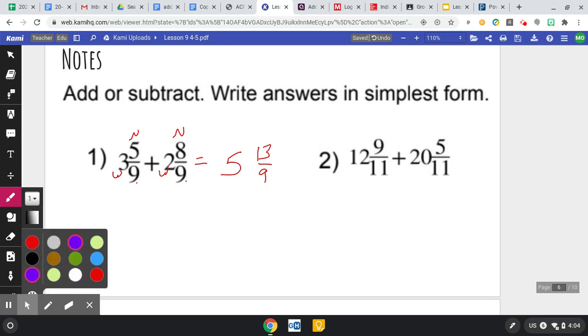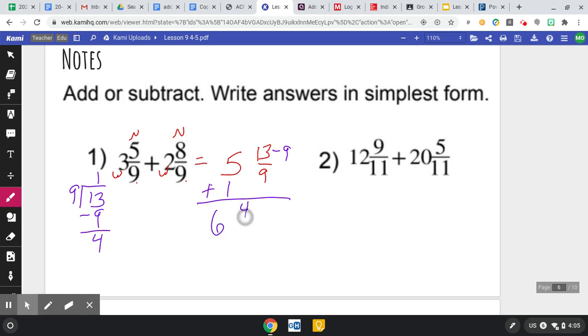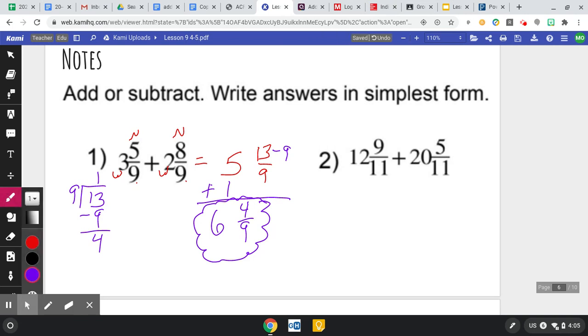You can do this using your long division. How many times can 9 go into 13? It only goes in one time. Subtract your 9 and you get a 4. So we want to add a 1 to my 5. We're going to subtract 9 from that 13. And my final answer is 6 and 4/9. If you need to pause that and catch up, do so. Let's go on to our next one.